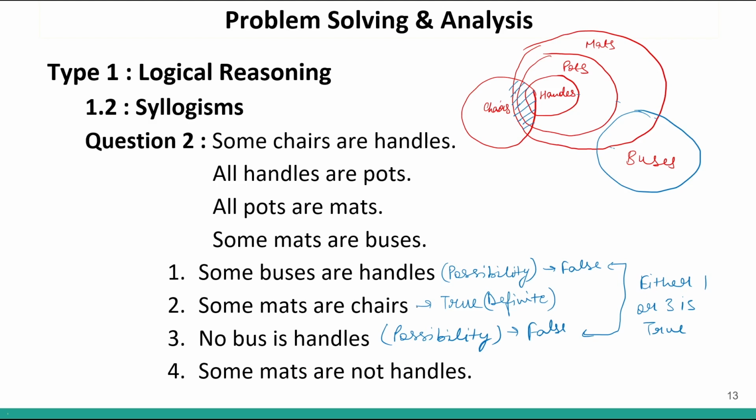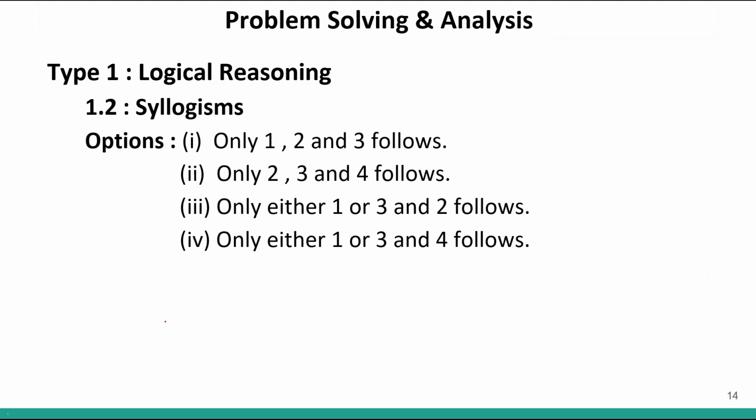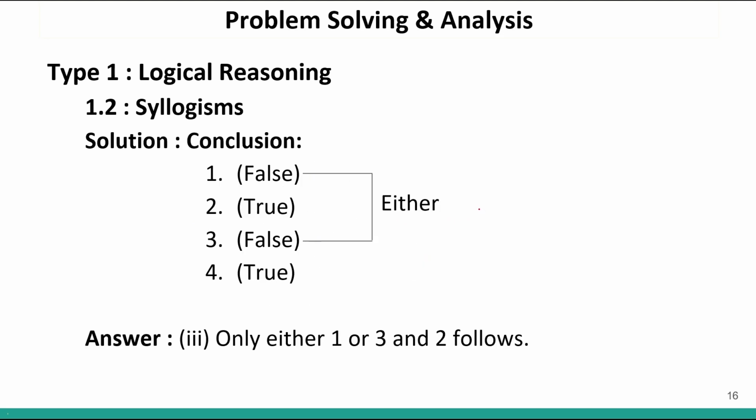Now, some mats are not handles. This is incorrect because you can see this part of mats is definitely handles. So this is false. And how? Because this is definite. Correct? So, our correct answer will be, if you look at this question, this is definitely true and either 1 or 3 is true. So, if you look at the options, we get only either 1 or 3 is true and 2 follows. So, option number 3 will be your correct answer.